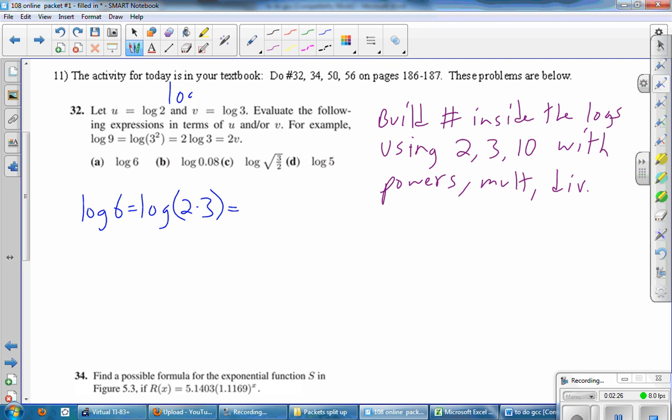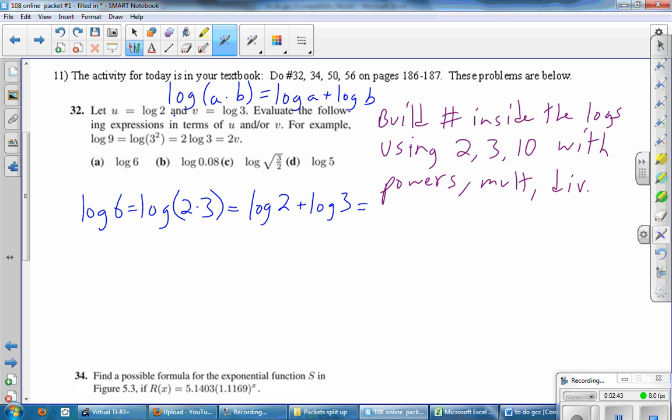So if you go and look in your notes, you'll see a property that says log of a times b is really equal to log of a plus the log of b. So that's what we're going to use here. Log of 2 plus log of 3. And then we're just about done. Log of 2 is called u in this problem, and log of 3 is v. So our answer here is u plus v, and that's it.